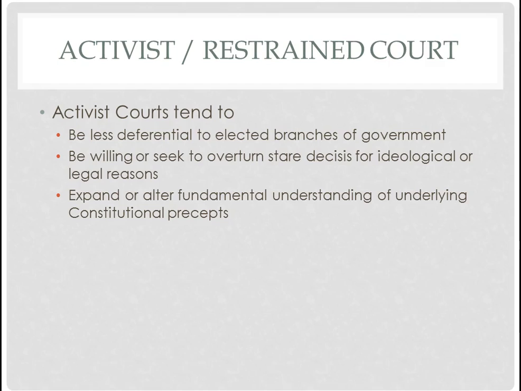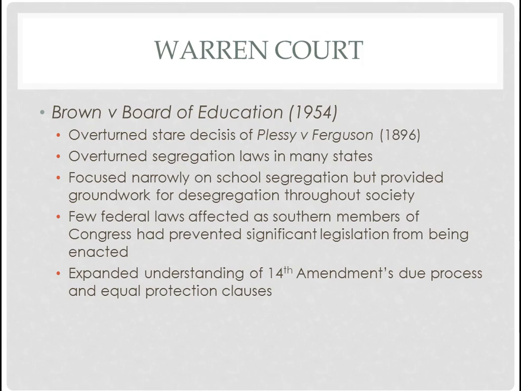Branches of government being plural because we're talking about the federal government as well as the state government. So the legislative and executive branches at both levels tend not to be deferred to as much as in a restrained court. Activist courts also are more willing to overturn stare decisis for ideological or legal reasons. They also expand or alter fundamental understanding of underlying constitutional precepts, and we will see that in the campaign finance decisions of the Roberts Court.